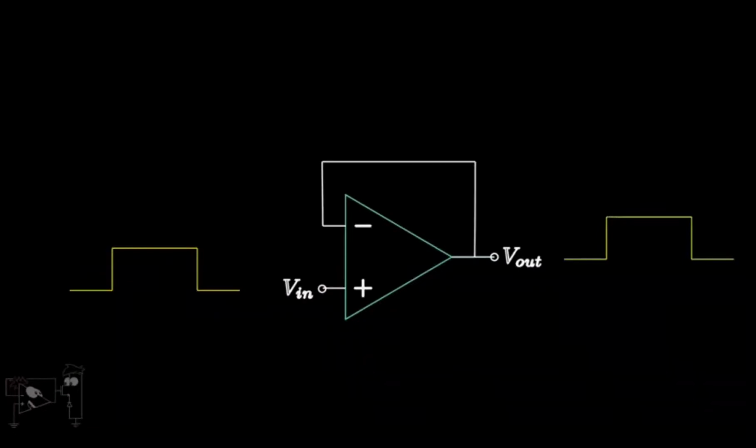However, in reality, the output does not change from 0 to 5 volts instantaneously. Similarly, the output does not fall from 5 volts to 0 at the negative edge instantaneously. This phenomenon is called slewing. The maximum rate at which the output of the op-amp can change is called the slew rate. The unit for slew rate is volts per second. However, we usually measure slew rate in terms of volts per microsecond for convenience.